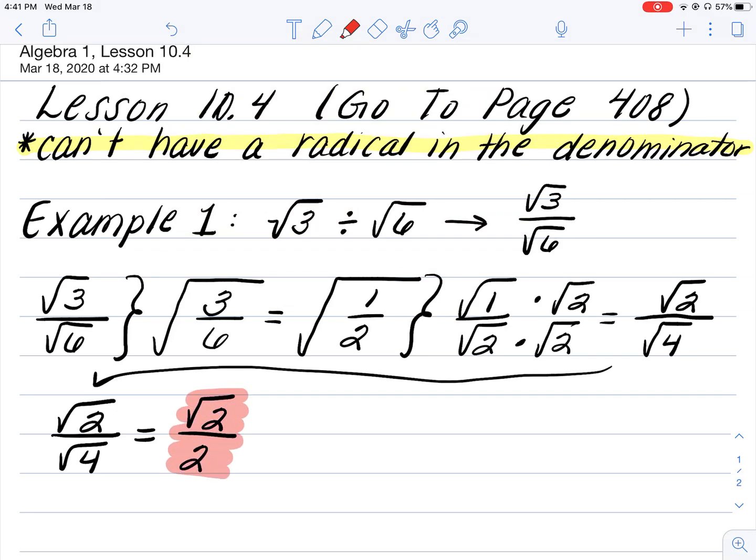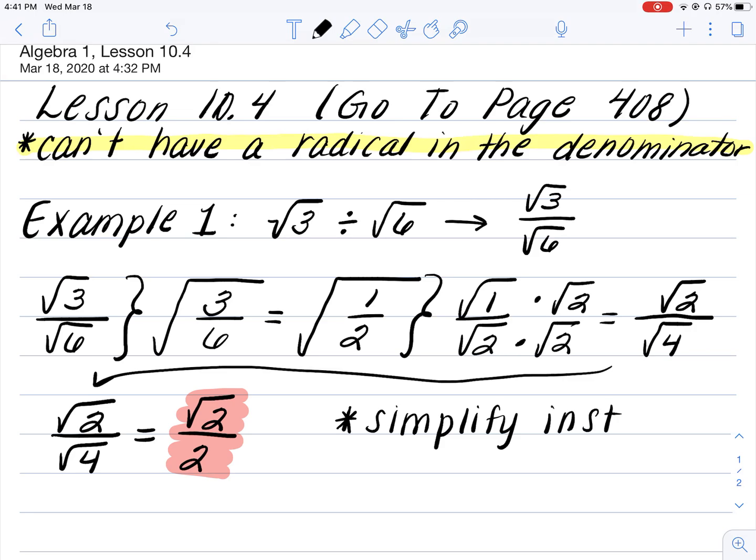This is your final answer. So you're probably wondering, I didn't really do any dividing. You're right, you kind of didn't. It was just more like simplifying. And you're going to notice that throughout your homework, it's going to say simplify instead of divide.